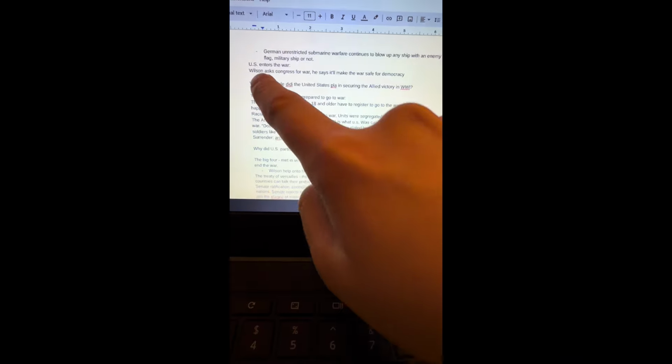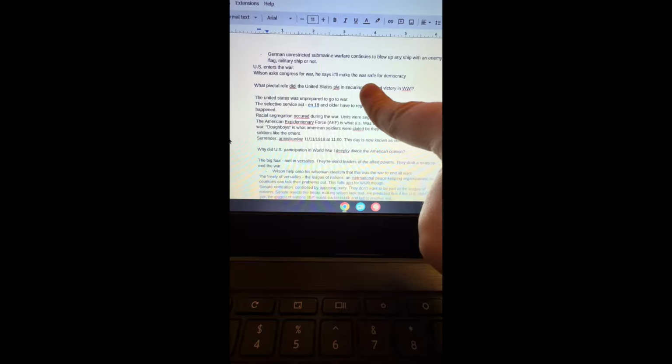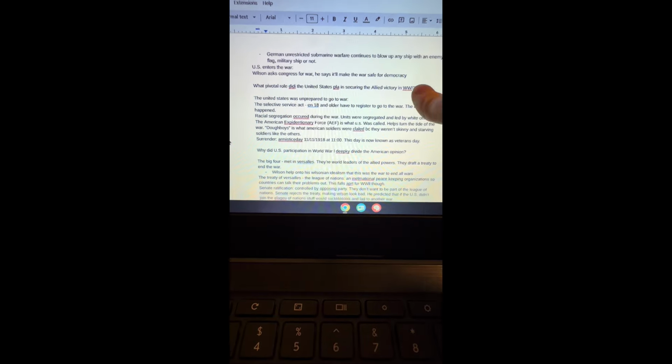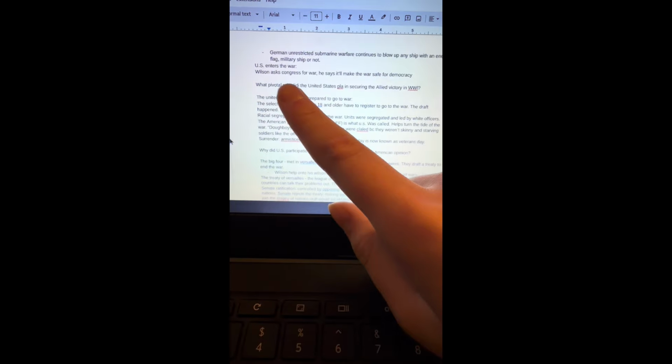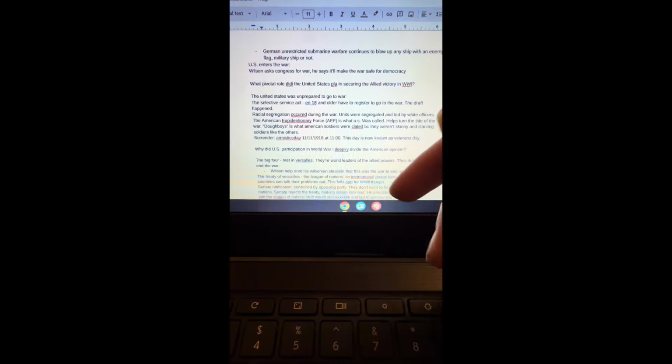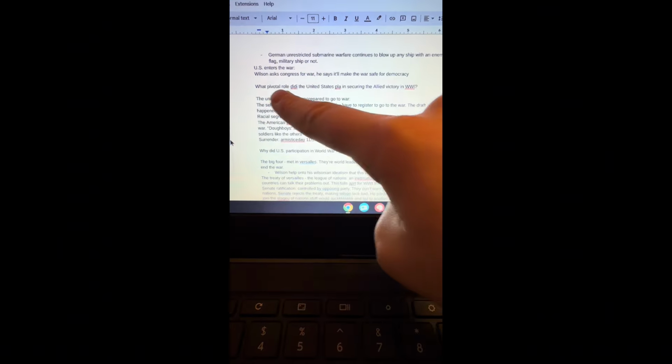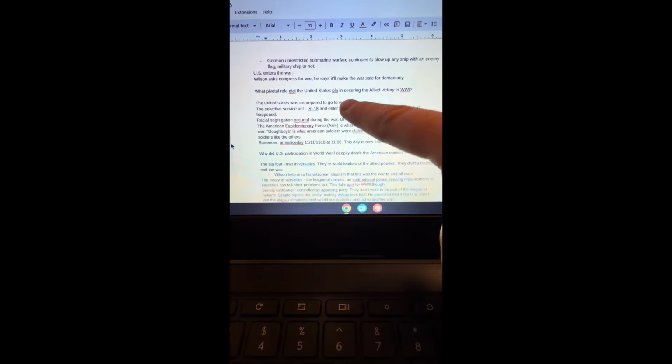So the U.S. enters the war. Wilson asked Congress for war. He said it would make the world safe for democracy. Again, please note that some of these are things my teacher said, and I'm just quoting or paraphrasing them.